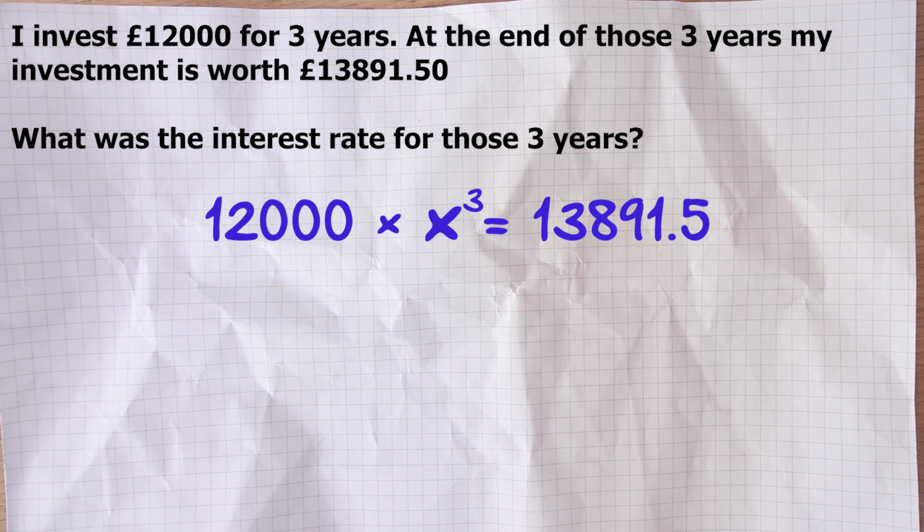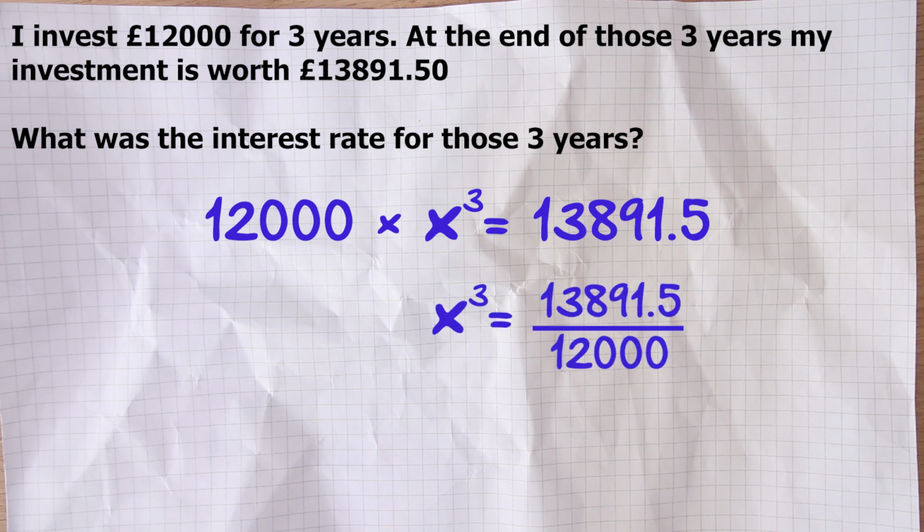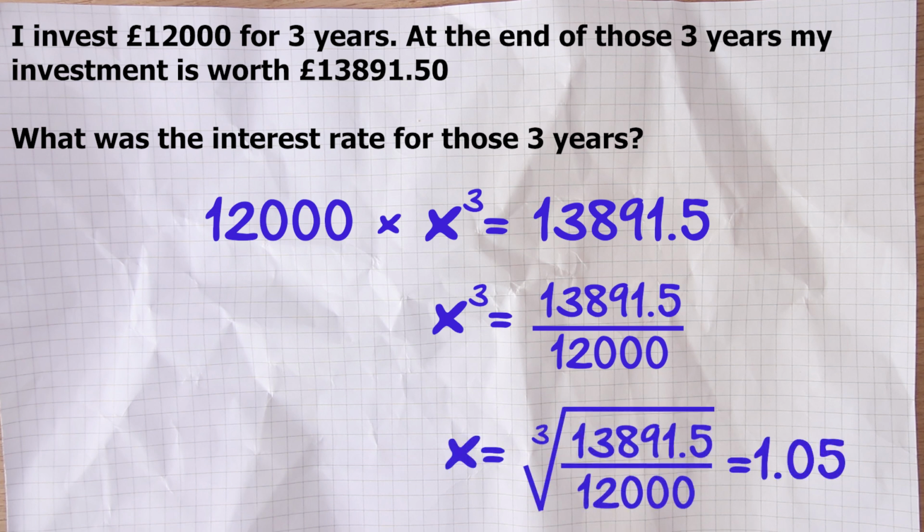So to find out what x is, we would divide both sides by 12,000, and that will tell us that x cubed is equal to 13,891.5 over 12,000. And then we need to do the cube root of that to find out what x was, and that gives us 1.05, and 1.05 represents a 5% rate of interest.